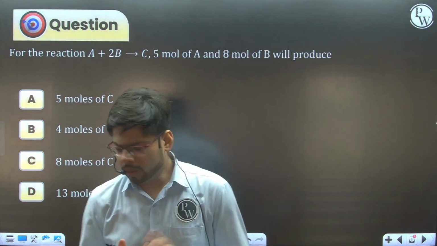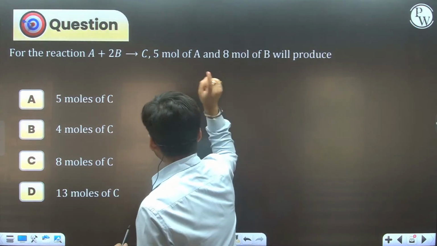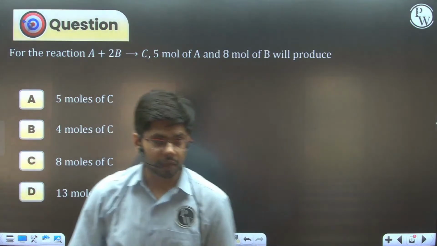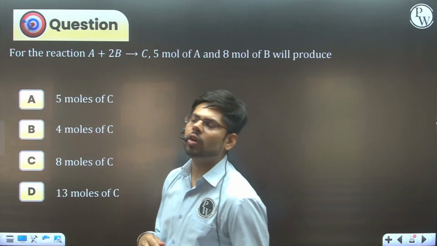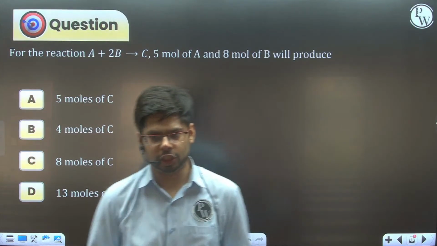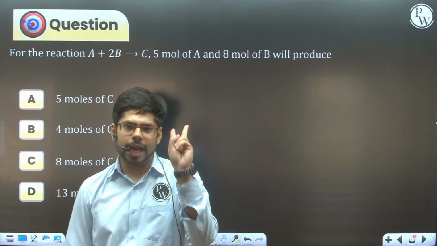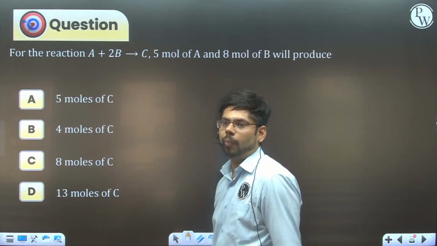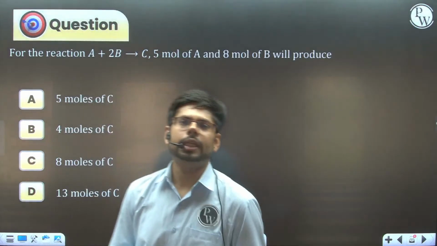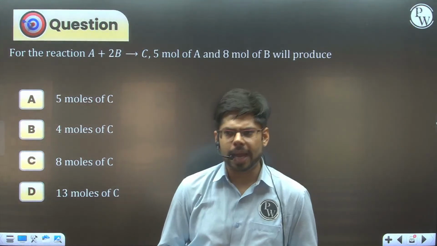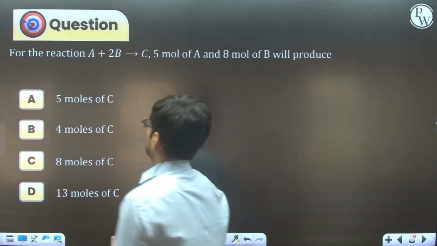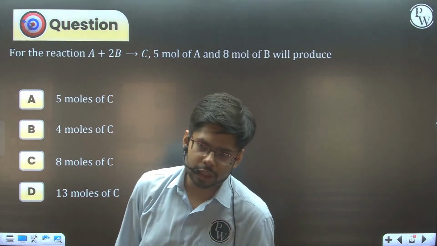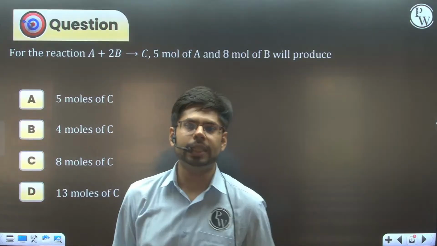Okay. Now, if we read this question carefully, clearly it is mentioned that 5 moles of A had been taken and 8 moles of B had been taken, which means the quantities of both the reactants have been specified in the question. If quantities of both the reactants are mentioned in the question, then we must determine the limiting reagent. So, we don't know which is the limiting reagent. A could be a limiting reagent, B could be a limiting reagent. So, let's find out who the limiting reagent is.